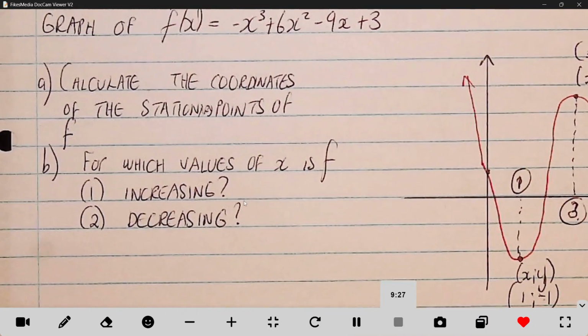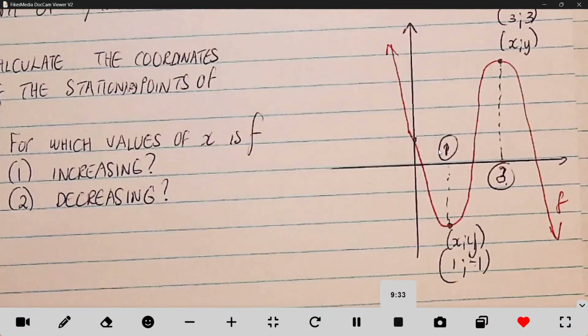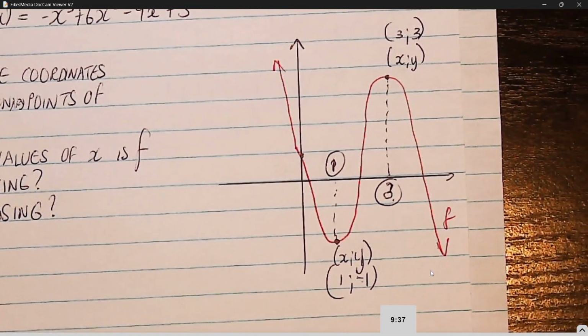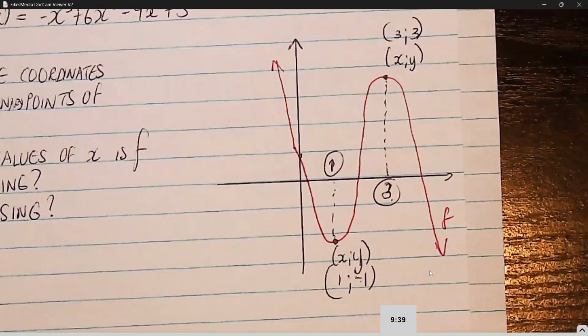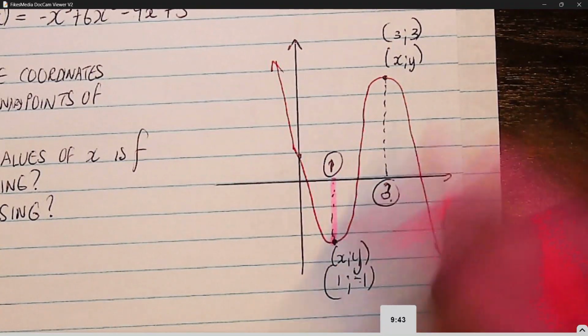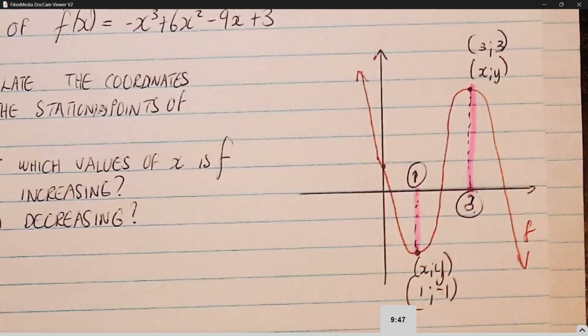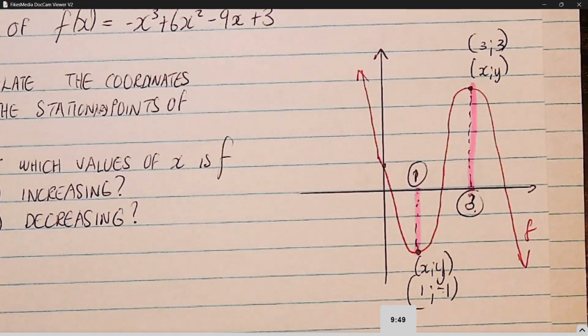Then let's look at B. B says, for which values of x is f increasing, right? So now let's look at the graph. Let me just remove this option here. If you can check, here we have 1 and here we have 3, right? So now basically we're focusing on our turning points, looking at the graph of f, right?